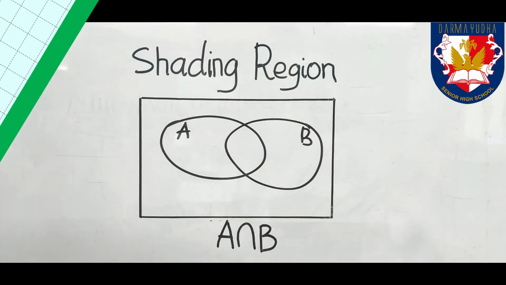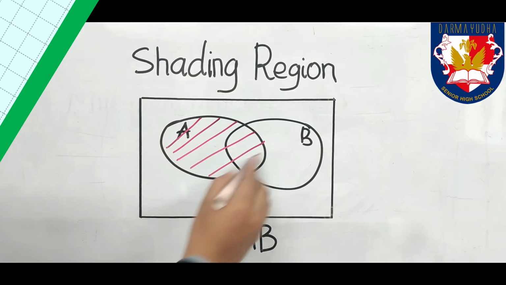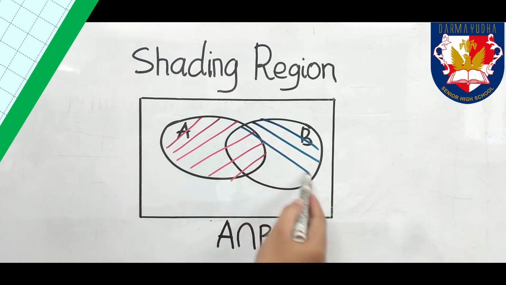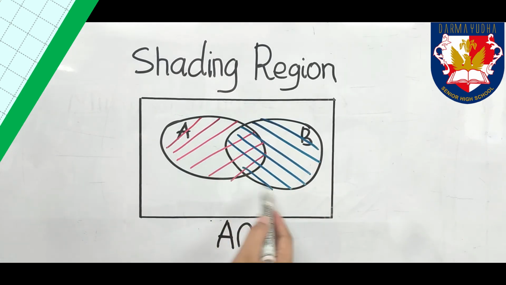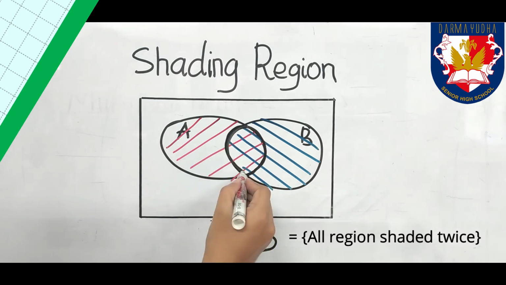Shading region A intersection B. First, we just need to shade all the region inside set A. Then, we do the same in set B. We just shade all the region in set B. So A intersection B is all the region that got shaded twice.